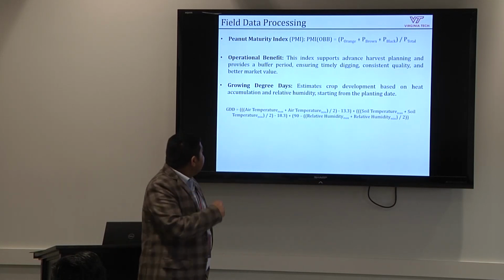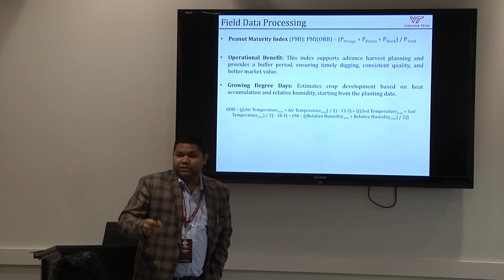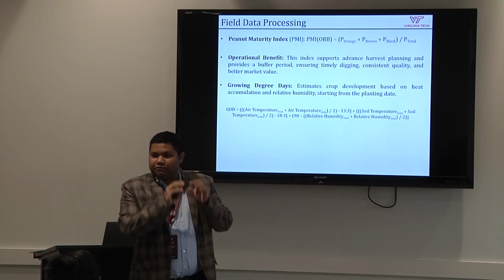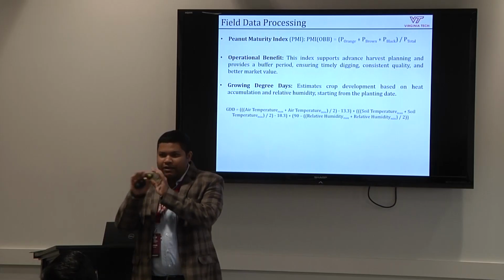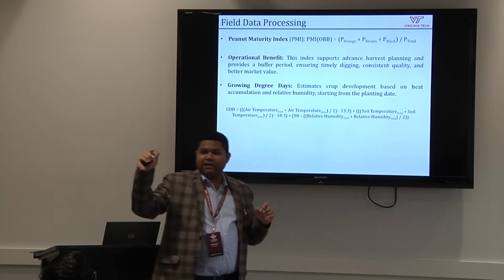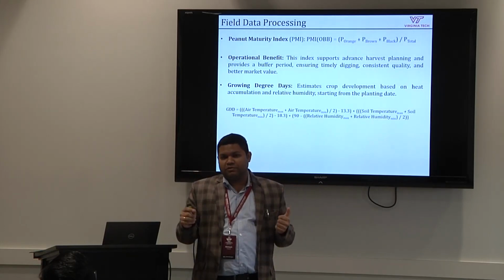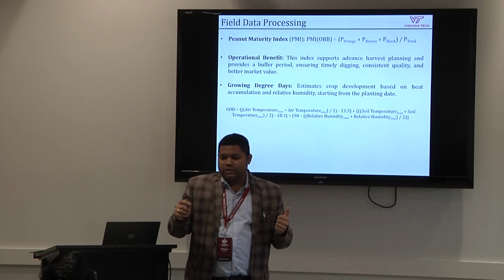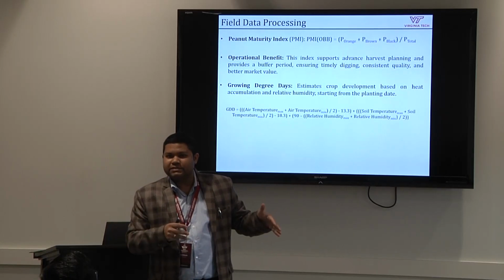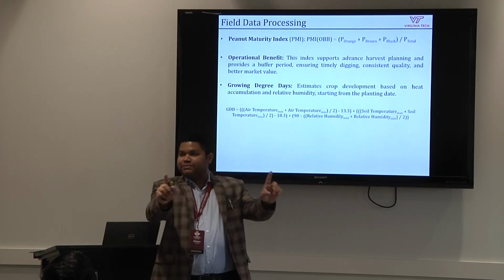And then we calculated an index for maturity called the peanut maturity index, which is the sum of orange, brown, and black pods divided by the total number of pods. For every peanut pod, we just term those as pods. Generally, when the maturity reaches 65 to 70%, that's when growers decide to go and harvest. But that's based on only one side.